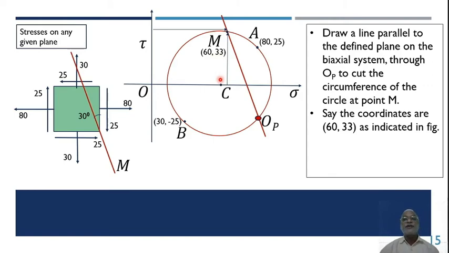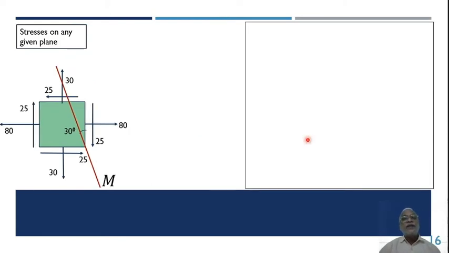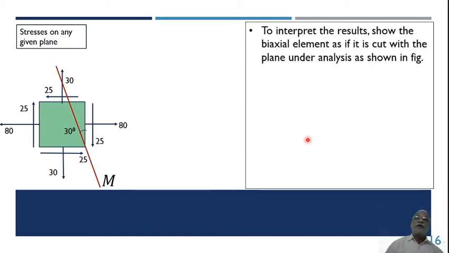Now how do you interpret that? The coordinates of this point M will be the stresses on the plane M. So on this plane, these will be the stresses. Now we'll detail it out. I have drawn that same figure, right? To interpret the results, show the biaxial stress system as if it is cut with the plane under analysis. Means you cut this biaxial system. You can take this element or this element, any one of them, and then show.